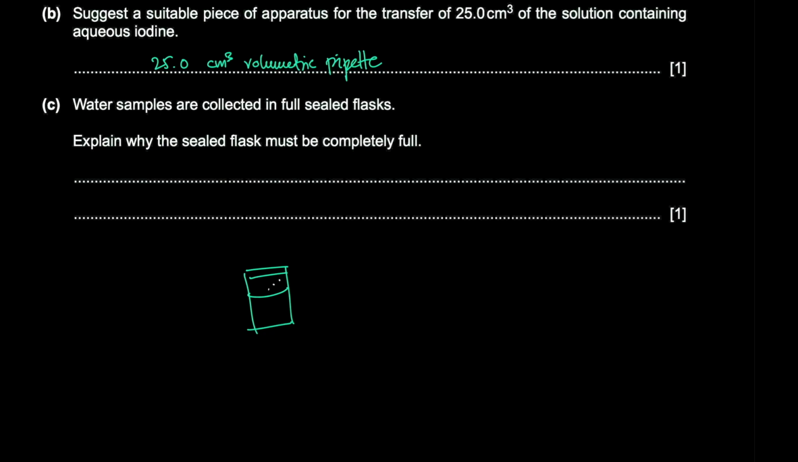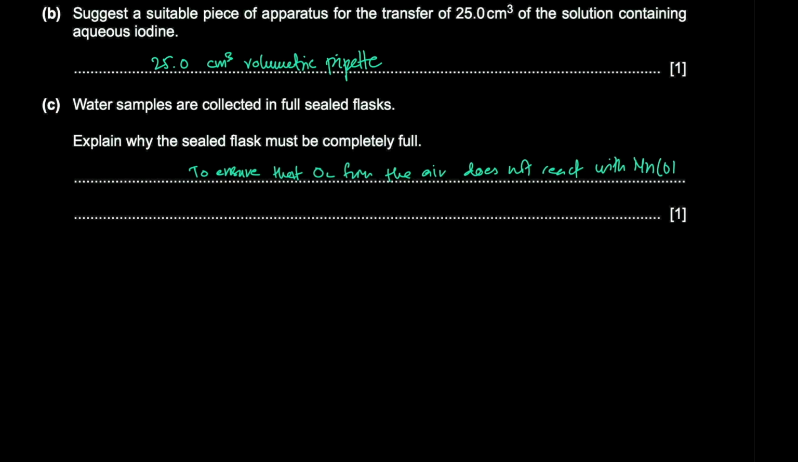So we don't want any air in the flask, because air will also contain oxygen. That would give us an inaccurate value for the amount of oxygen, because we also have oxygen from air then. If the flask is completely full, there's no trapped air, so there's no oxygen from the air that reacts. Only the oxygen in the water will react. So the reason this is done is to ensure that oxygen from the air does not react with manganese 2 hydroxide.